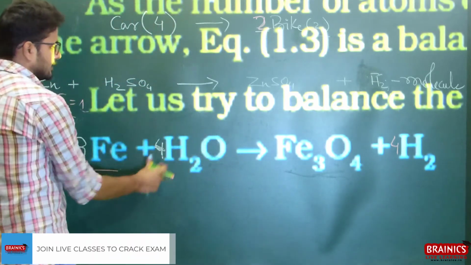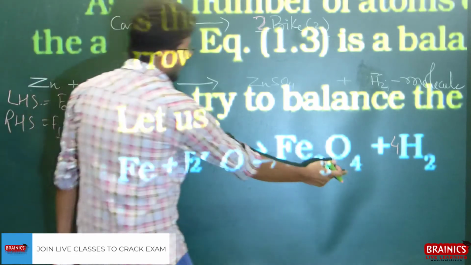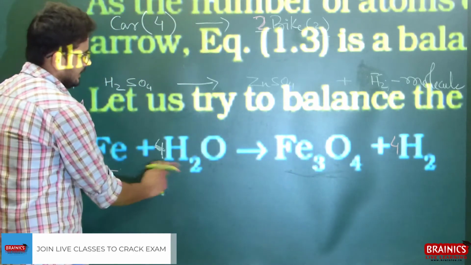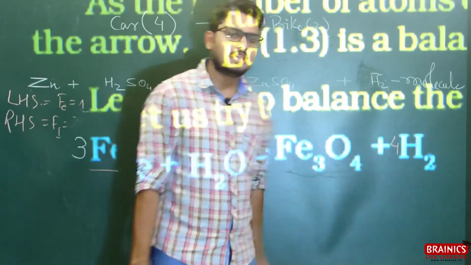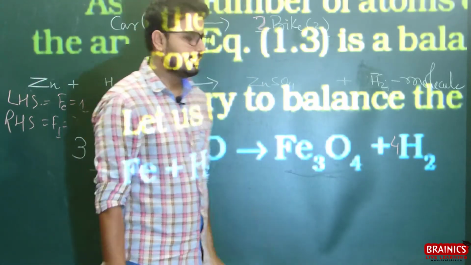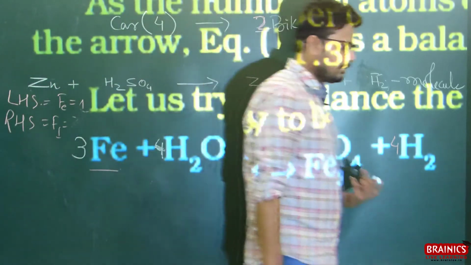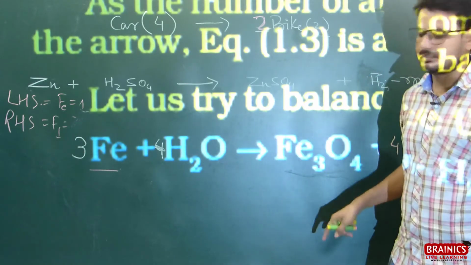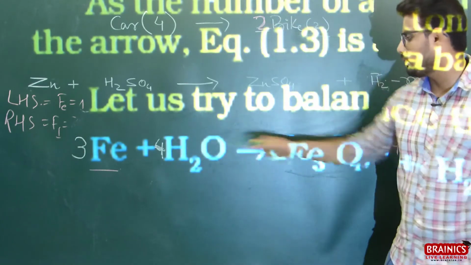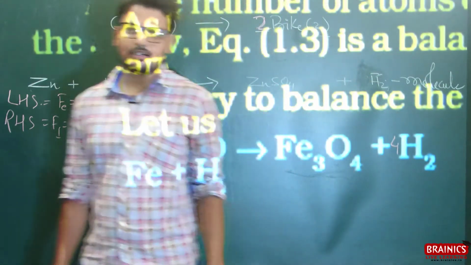In this case, we have also done it. For 3 Fe, we put 3. Oxygen 4, we put 4. Now hydrogen becomes 8, so we put 4 over here and it becomes 8. Finally, we have to check whether it is balanced or not. We have to calculate the numbers: 3 Fe, 4 hydrogen, 4 hydrogen, and oxygen 4.